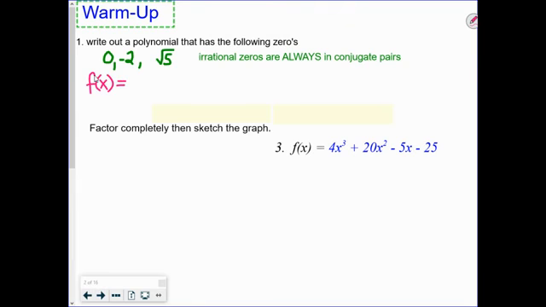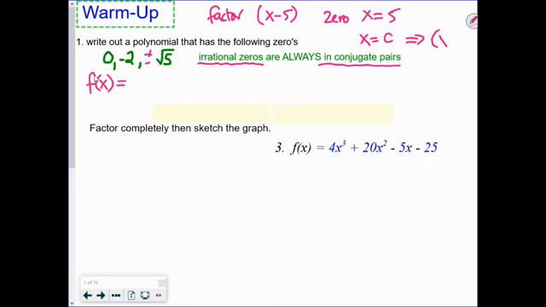And you're going to turn these zeros into factors. You should bear in mind that whenever you have an irrational zero, they always come in conjugate pairs. There won't be just plus root 5, there'll also be plus and minus root 5. So if you have a zero, it's come from a factor. For instance, if you had the factor x minus 5, the associated zero would be x equals 5. If you're given a zero, x equals c, that implies that x minus c is a factor of your polynomial.